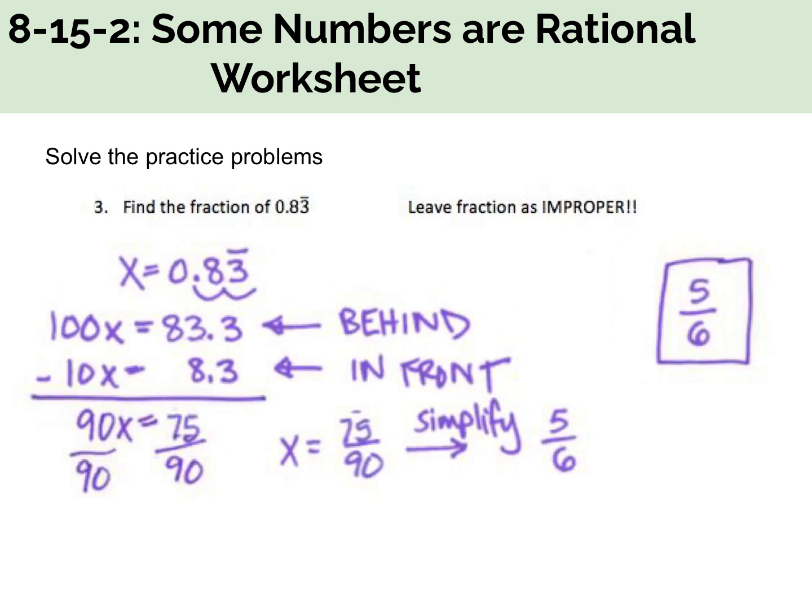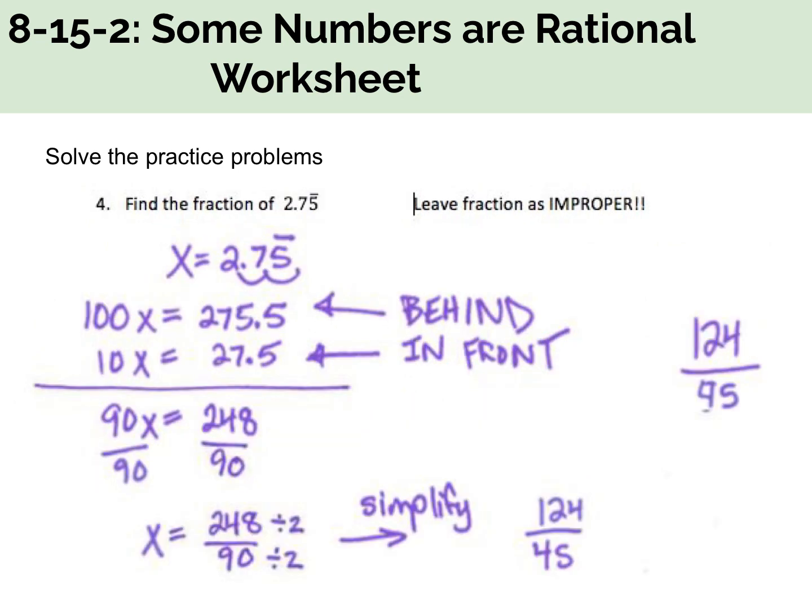Here's number 3. So we moved it twice, so it's going to be 100x equals 83.3. In front, we moved it once, so it's going to be 10x equals 8.3. Subtract it off, we get 90x equals 75, divided by 90. 75 over 90 does simplify. It simplifies down to 5 over 6. So 5 over 6 will actually give this repeating decimal back.